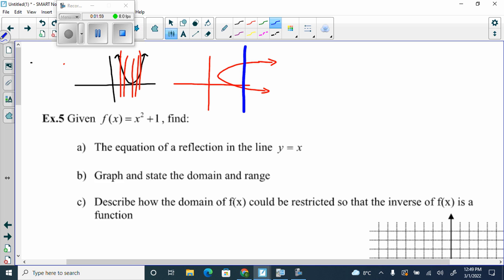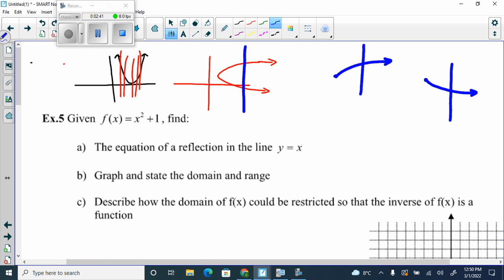It's not a function. So what could I get rid of so that it would be a function on that second graph? There's two arms on it. What could I do? Get rid of one of them, right? So if I keep just the top arm, would it be a function? Yeah. If I kept just the bottom arm, would it be a function? Yeah. So I need to keep one of the arms, and then it would be a function, correct?